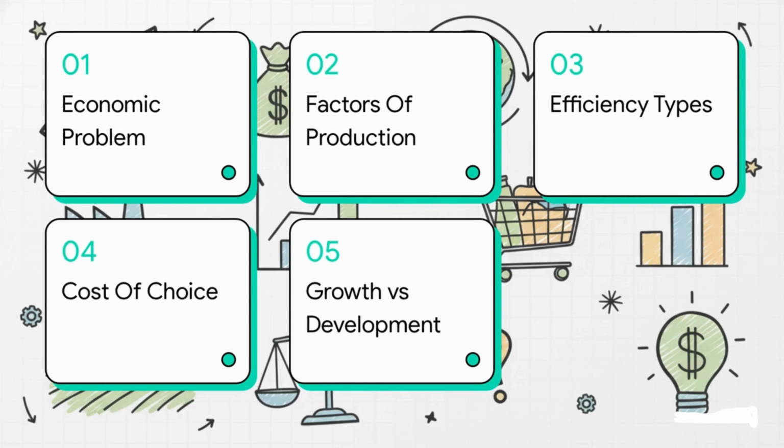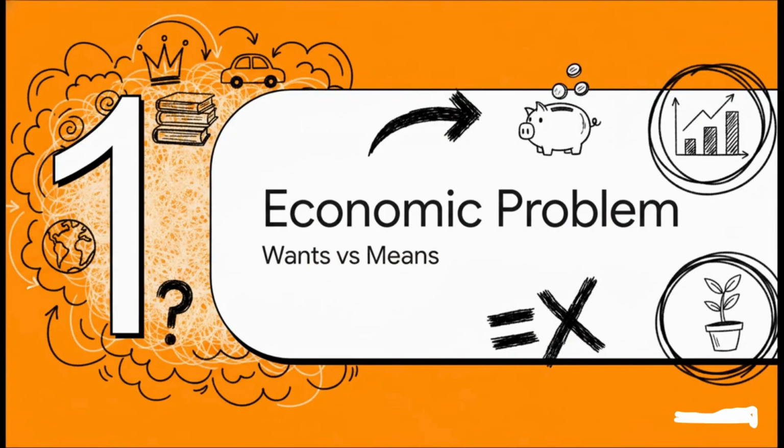We've got 5 main stops. First, the core economic problem. Second, the 4 factors of production. Third, productive versus allocative efficiency. Fourth, the cost of choice. And finally, growth versus development. So let's jump right into number 1, the core economic problem.